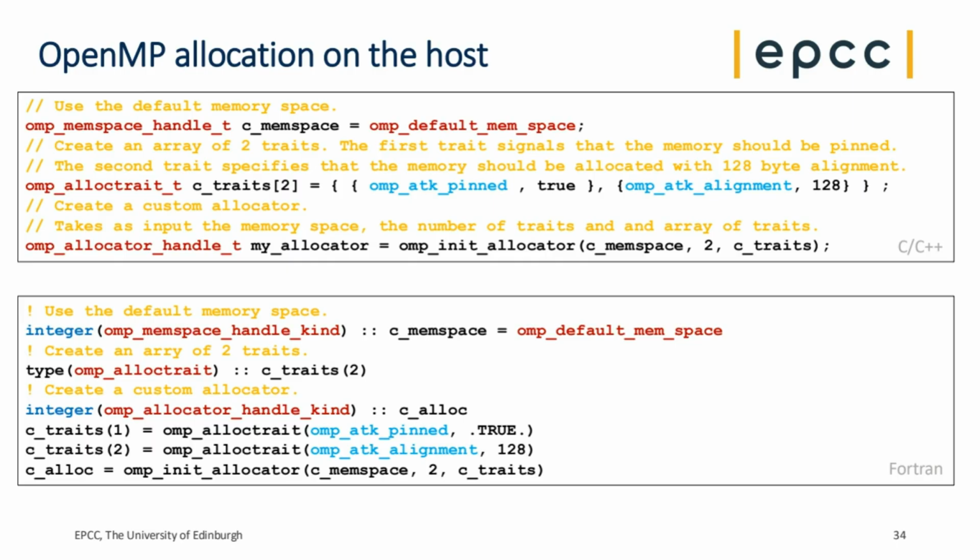which is a list of traits. So you've got a list of tuples effectively, where you identify the trait you're interested in, and then you give the value that you want to set that trait to. So here we're aligning on 128 byte boundaries. And then below here, you define what is in effect a custom allocator. So you use the OMP init allocator method, and then you're passing your memory space, and then your array of traits comes in there. So all of that is how you define your particular allocator.